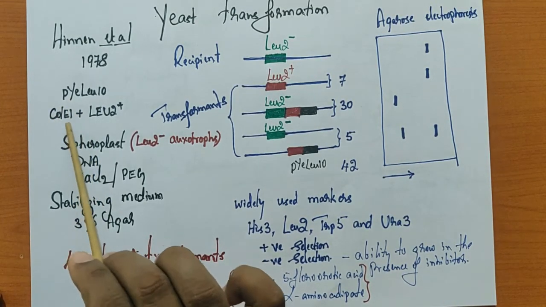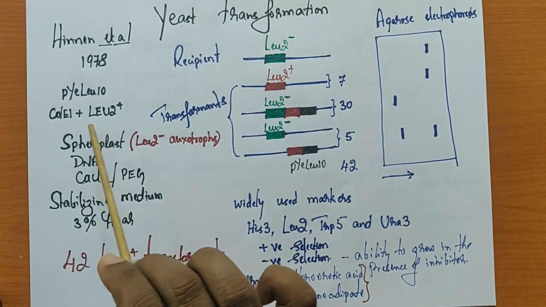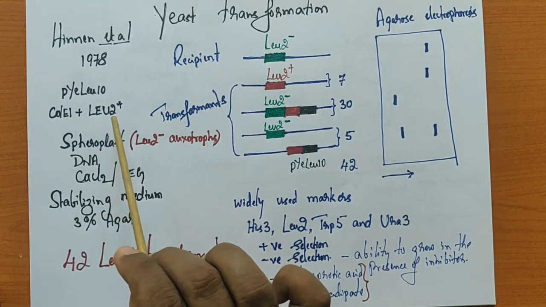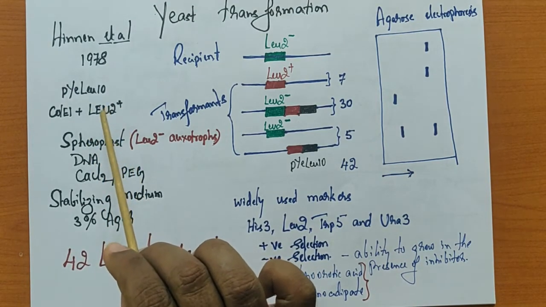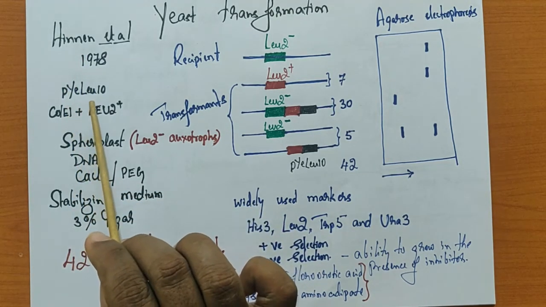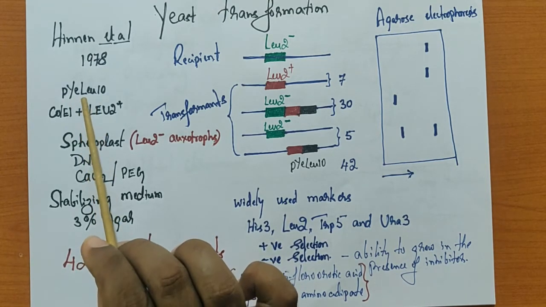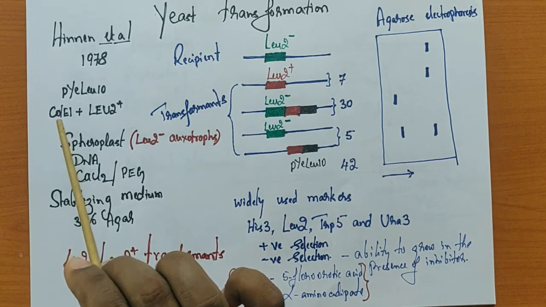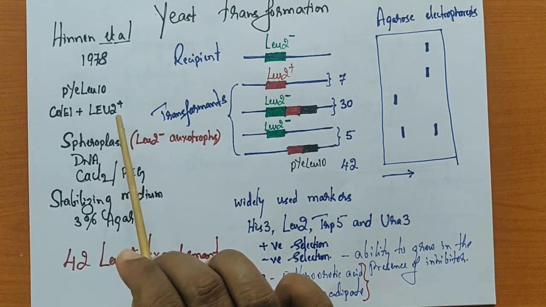This ColE1 plasmid harbors, rather than an E. coli gene, a yeast gene LEU2. LEU2 plus is a functional leucine gene. So what they have taken is the YEp LEU10 vector. This vector is a combination of the ColE1 plasmid, that is an E. coli plasmid, harboring a functional LEU2 gene.